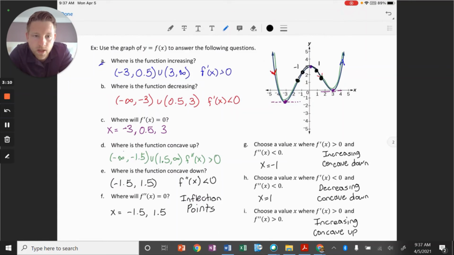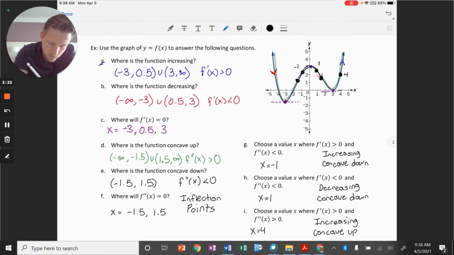If I look in my concave up regions, there's really a couple points I could choose. One that stands out is maybe at x equals 4. We are concave up and we are in an increasing portion of the function. That's just one example, x equals 4. You could pick another region as well.